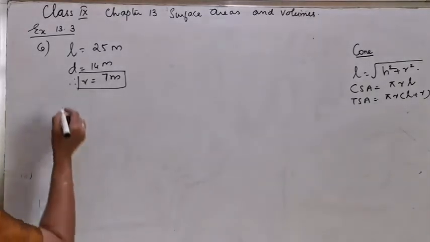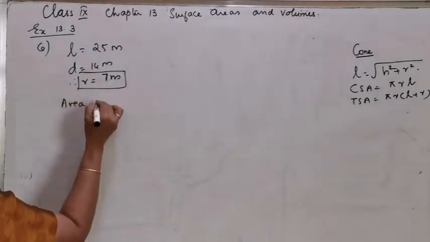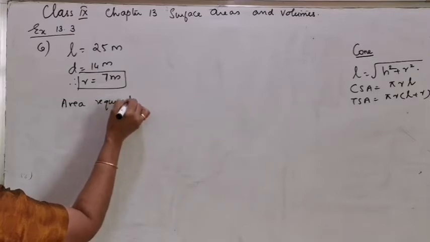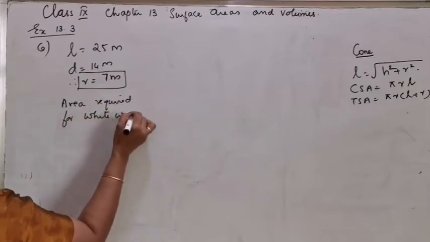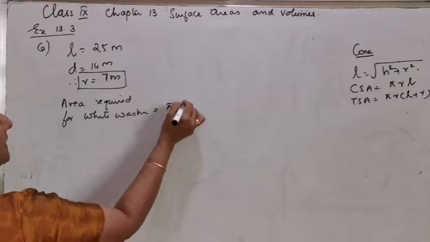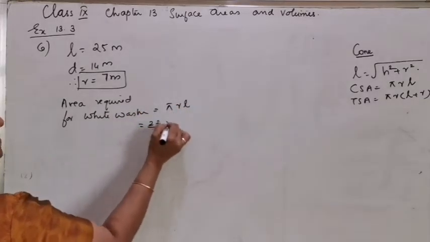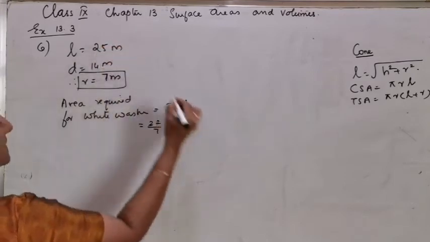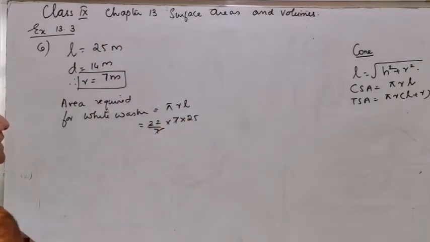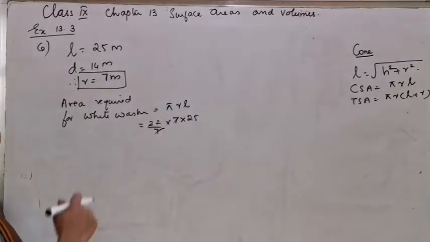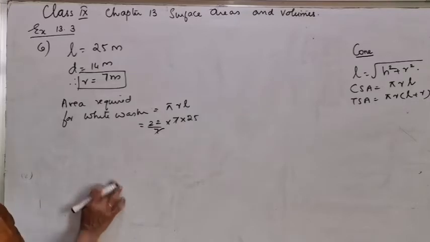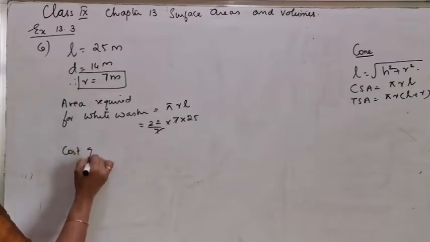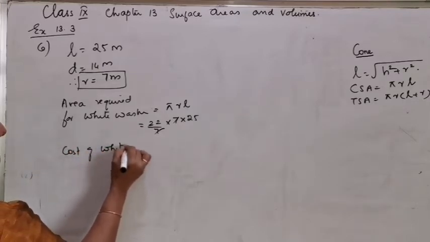And now, find the cost of whitewashing its curved surface area. So, let's find out the area required for whitewashing, which is equal to pi RL, 22 by 7, radius is 7, slant height is 25. You are cancelling it. And again, the last part is only to find the cost. Let's do the simplification at the end.